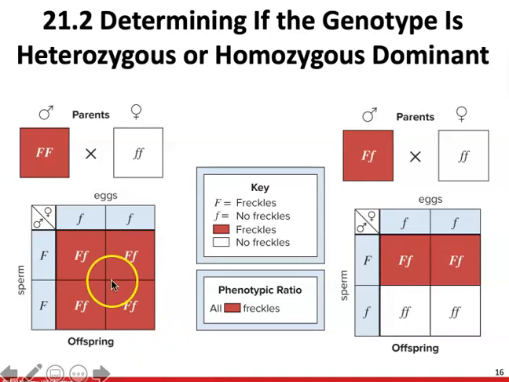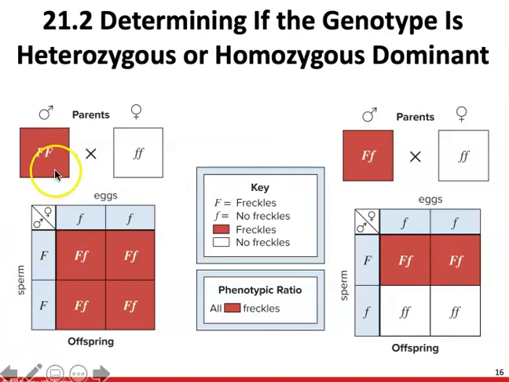So if we know that the mother does not have freckles, the mother must be homozygous recessive. If our father has freckles, we do not know if he is homozygous dominant or heterozygous. But a quick Punnett square should be able to help us determine the probability of his offspring having freckles.